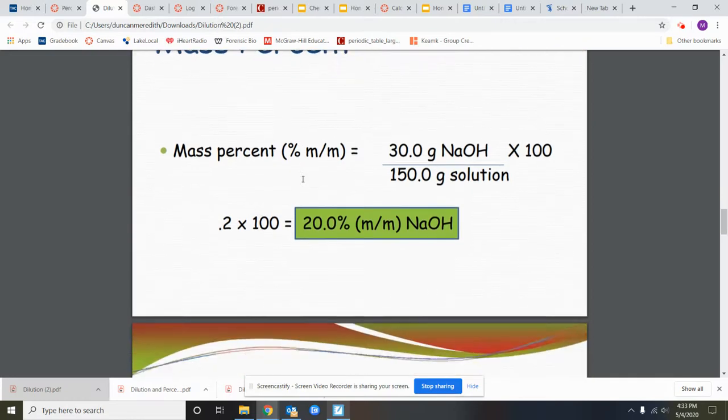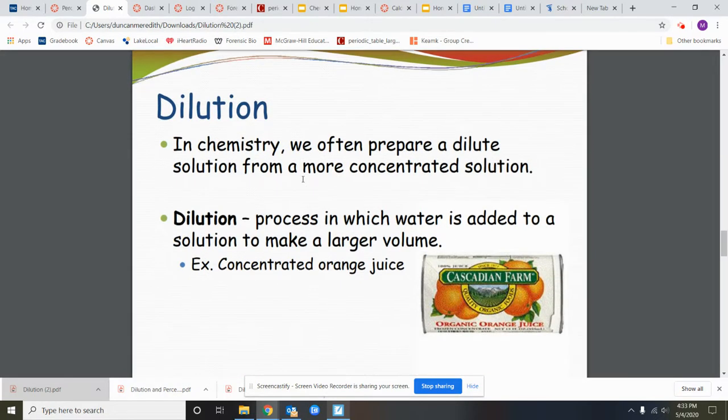The other thing I want to talk about really quickly is dilution. Dilution is a process where you make something less concentrated. You generally add water to it. Water is generally what's used to dilute something, and you're going to make a larger volume of it without really changing the amount of solute that you have. For example, you have that frozen orange juice concentrate and you pour it in. This is not something that you would want to drink straight from the can. It's crazy concentrated.